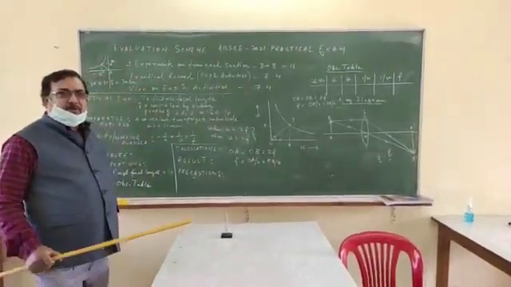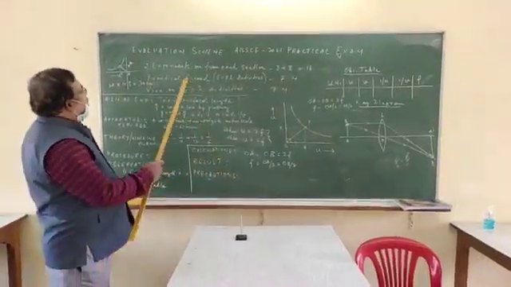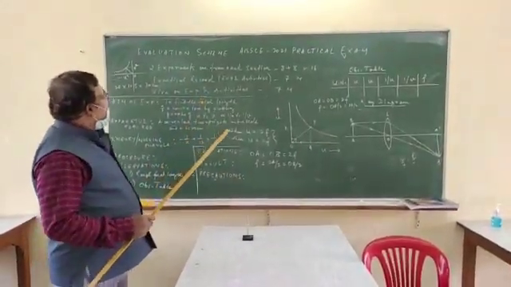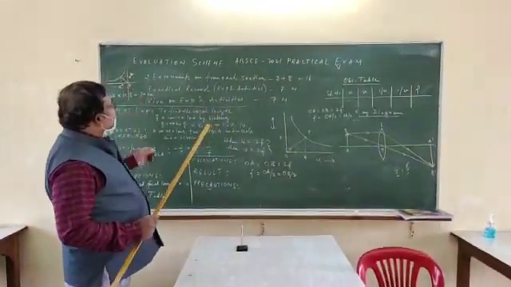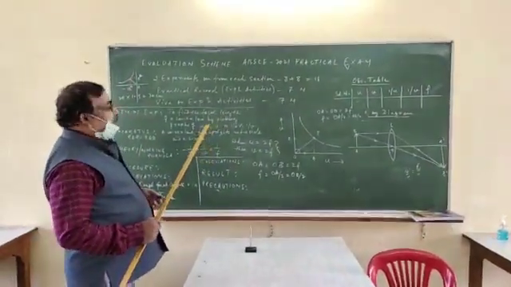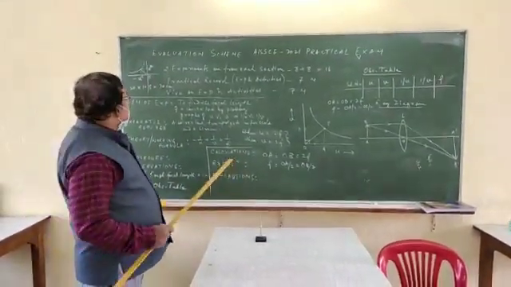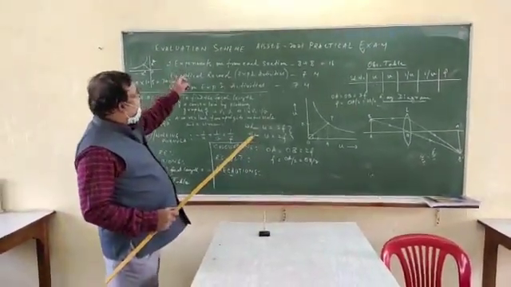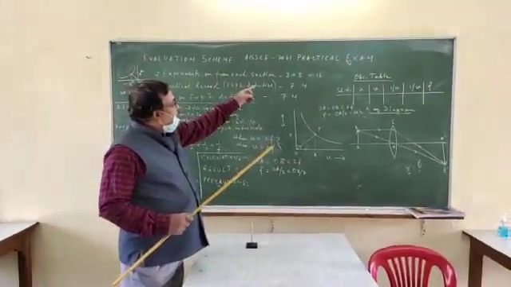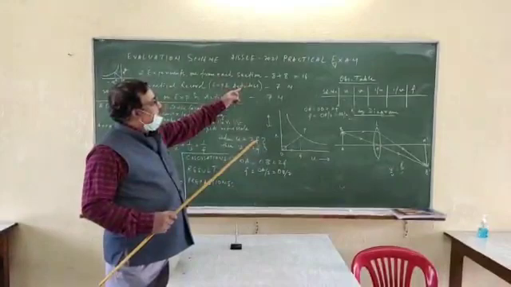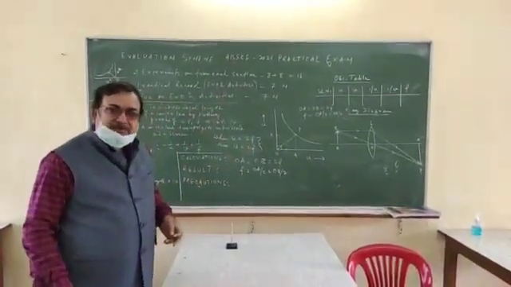This is the experiment in physics. I am explaining the marking scheme which you have to perform in your board examination. You have to perform two experiments, one from each section, 8 marks each, so total 16, one from section A, another from section B.